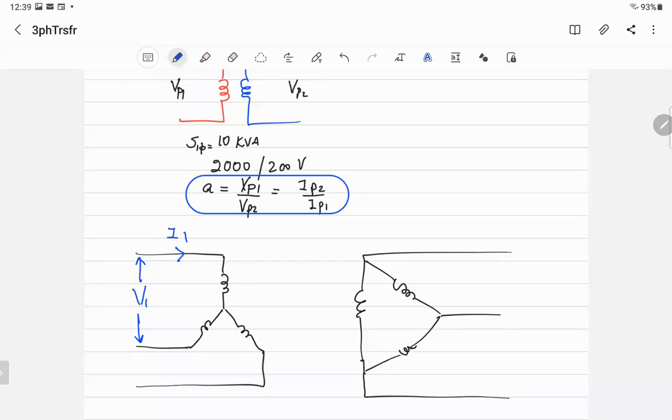And the same thing I'm going to do in the secondary. The current coming out, of course, to the load, that will be I2. And the voltage across from line to line on the output, or on the secondary, I call it V2. And remember all these are vectors. All right. When I go now for the single phase transformer, that's one transformer, and that's the corresponding secondary. So I want to find the turns ratio here.